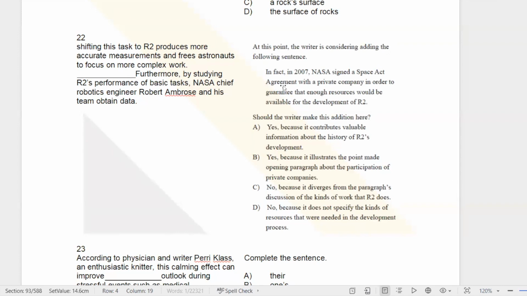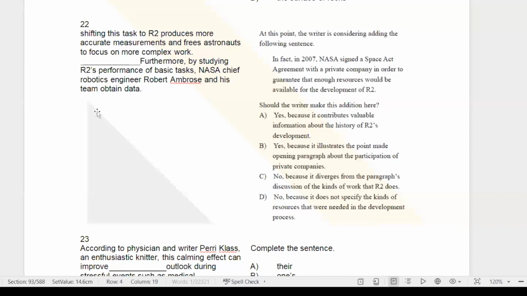So now, since this is an emphasis transition word, what would you pick? Supporting evidence, additive, like however is contrast, yes. Anybody? Yeah, it is C. You can't add it because it kind of changes the narrative, which was about the type of work R2 was doing, not how they ended up making R2.